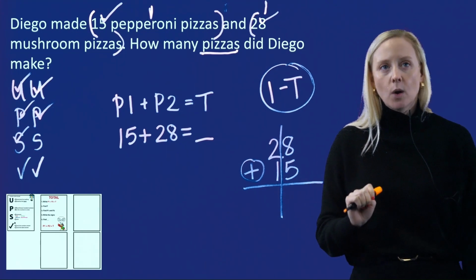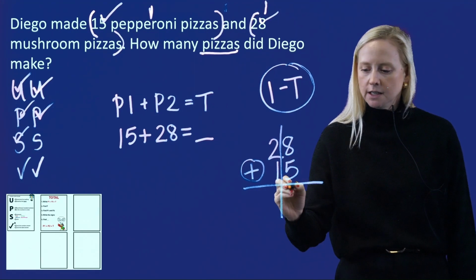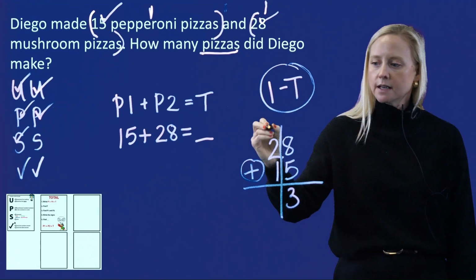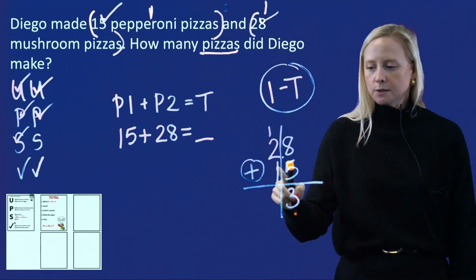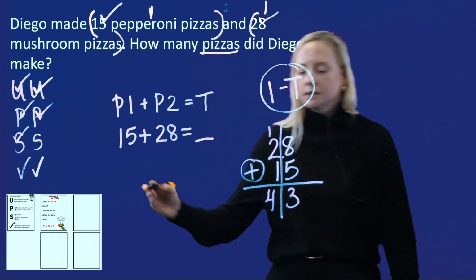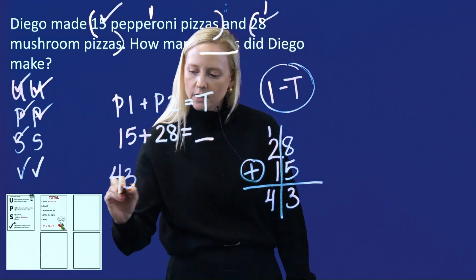I'm going to start in my ones column. 8 plus 5 is 13. So I'll put a 3 under the ones line and regroup. 2 plus 1 is 4. So I know my number answer is 43.